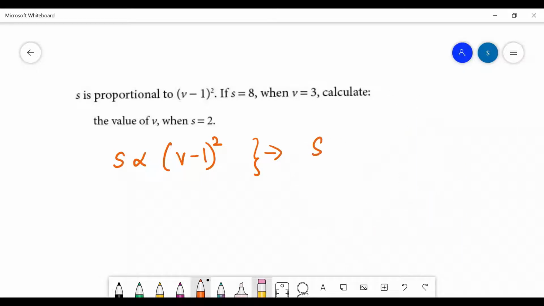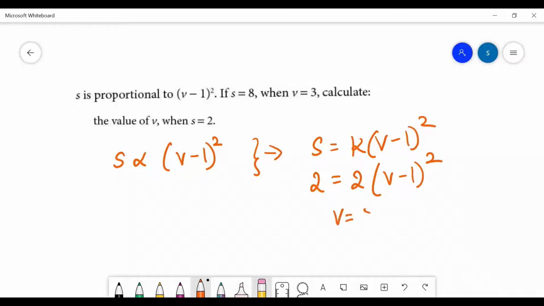So let me just write this equation again. S equal to K into (V minus 1) whole square. We are given S value, which is 2. K we just found out it's 2. V we have to figure out. (V minus 1) whole square. So when you solve this, you get V equal to 2.